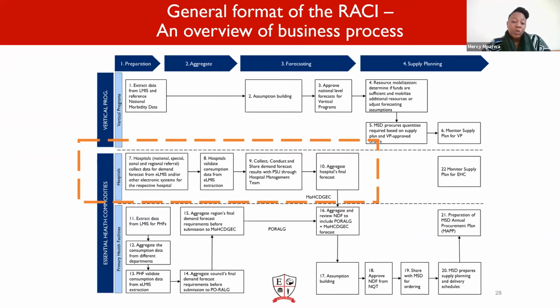But when we do it in hospitals, where we will give the examples in steps 7 to 10, in the hospitals, normally they collect data for demand forecast from the ELMIS or other electronic system for a specific hospital. We know we have Afya Care, Gotomis, and others. And also, after that, the hospital will validate their consumption data from the ELMIS extraction, conduct, and share demand forecast results with the pharmaceutical services unit through the hospital management team, where the PSU will aggregate hospitals' final forecast. So you will be able to see the whole of the RORE on the ministry website. We have uploaded the guideline there. You can access it from there.